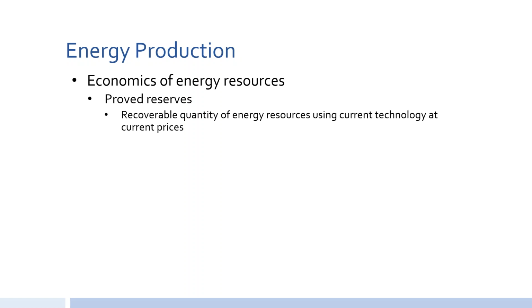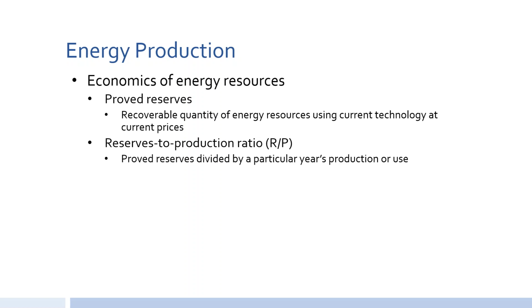And then we also want to think about our reserves to production ratio, which is proved reserves divided by a particular year's production or use. So how much are we using versus how much we are producing? How much are we depleting those reserves? So it's an estimate of how long a fuel source will last at current consumption rates. And so, how much coal we have left, how much oil we have left, how much natural gas we have left.